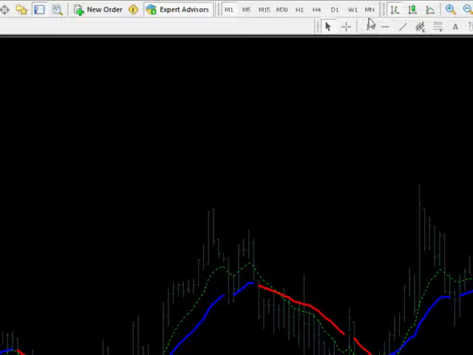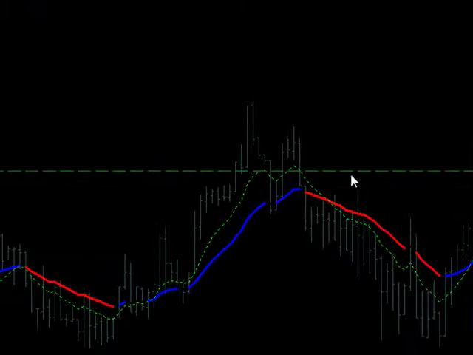But as you can see, I just want you to see that we only broke it by 1 pip, but that's what we need. That wasn't a strong resistance anyway. Neither was this. These are just spike ups here. So this was the major resistance up here.